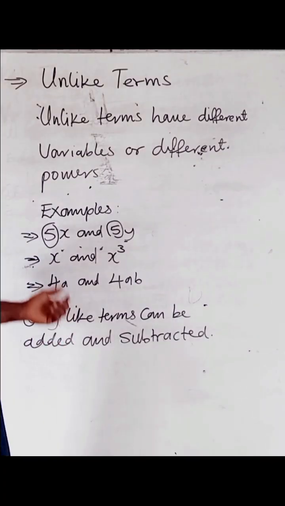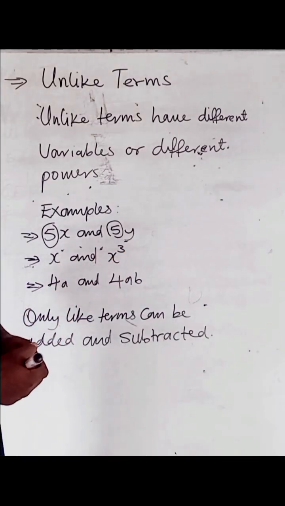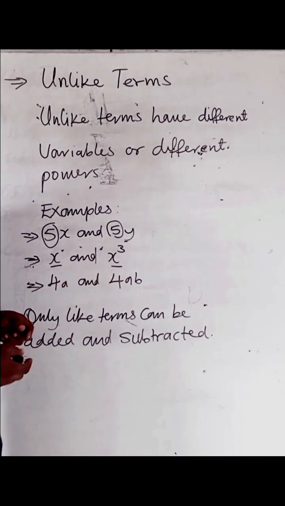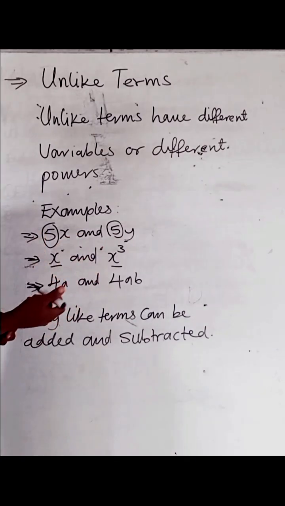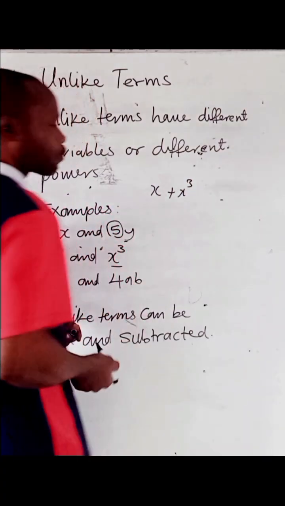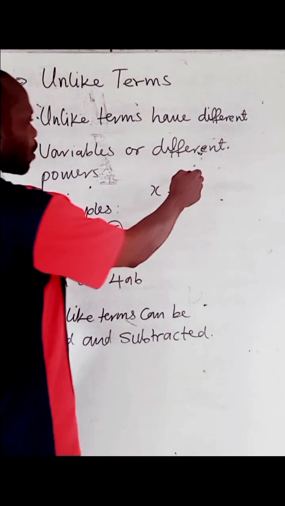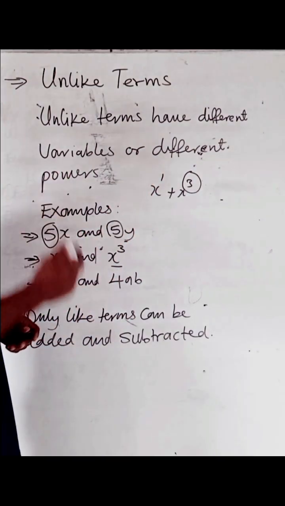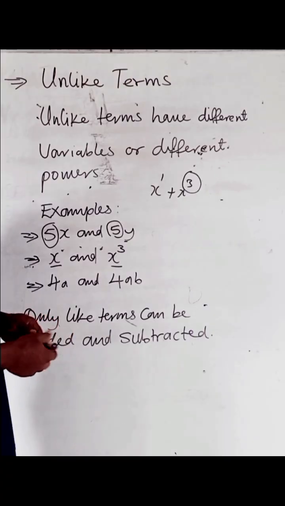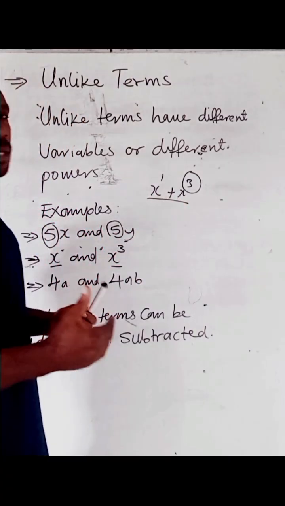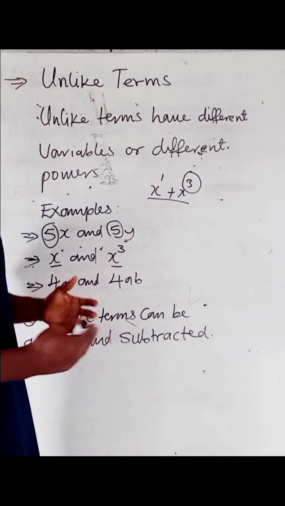Next, x and y raised to the power 3, or x and x cubed. These two have the same variable, but something else is missing. Why can't we add these two together? The powers are different. The first expression, x, is raised to power 1, while the second expression is raised to power 3. So in this case, we cannot say that they are like terms. They are unlike terms. They are not the same.